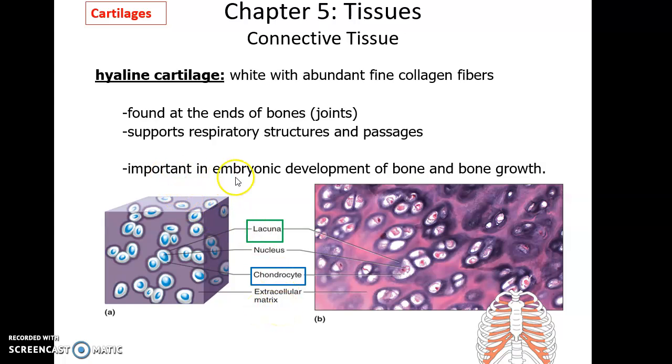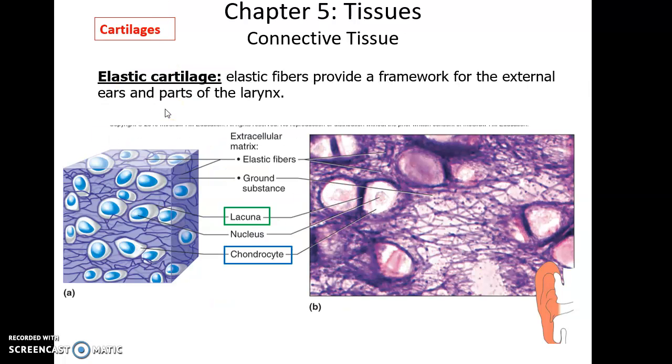And hyaline cartilage is also important for embryonic development of bone and bone growth. So bone growth by length depends on the presence of hyaline cartilage within the bone itself. And embryos start off with a hyaline cartilage skeleton.